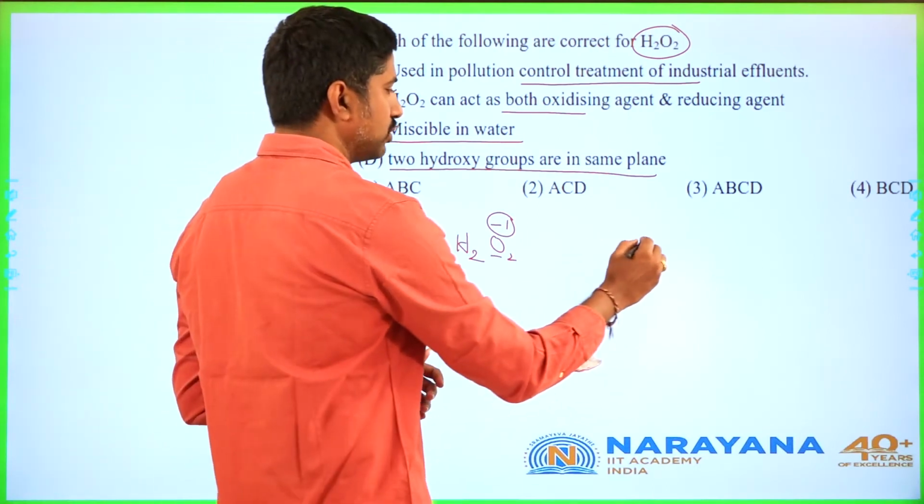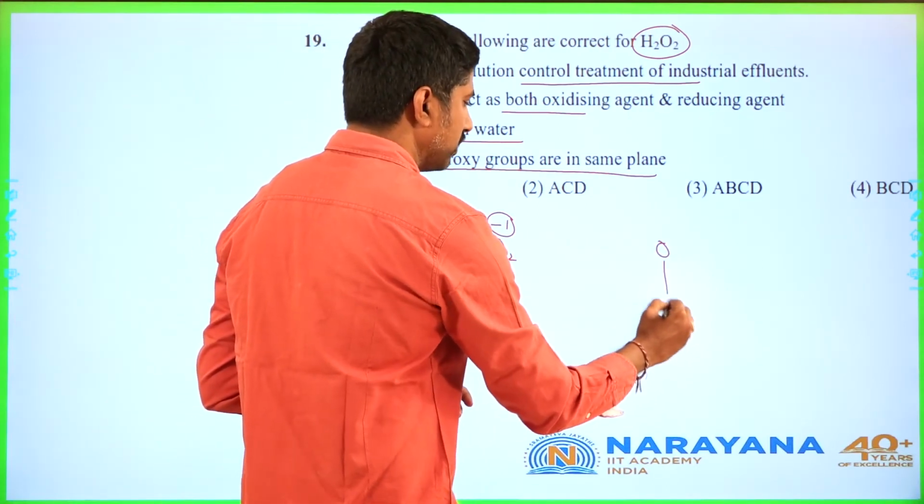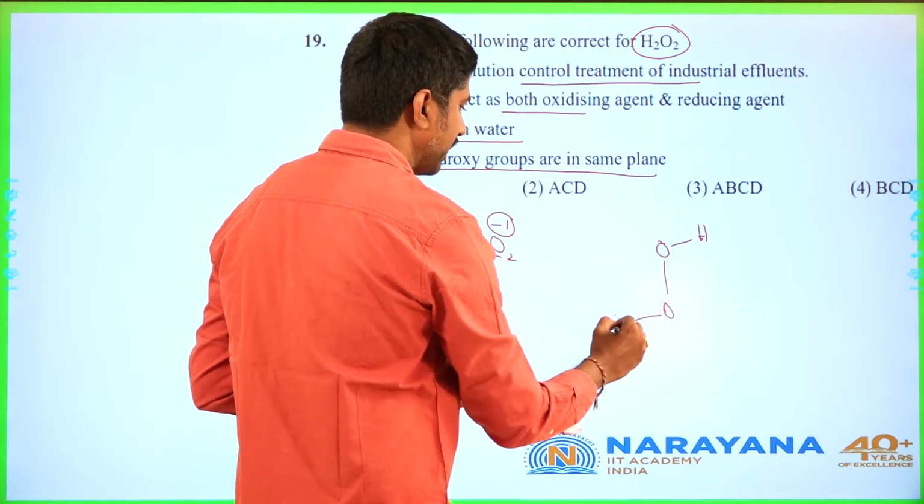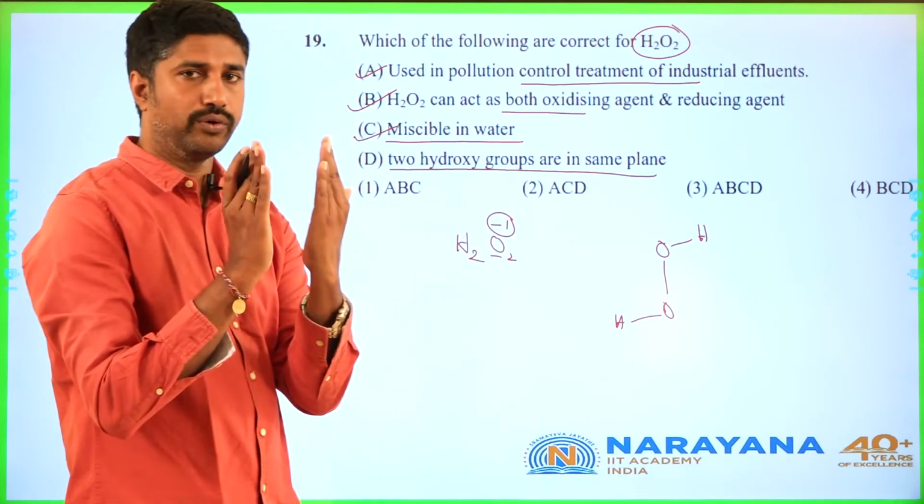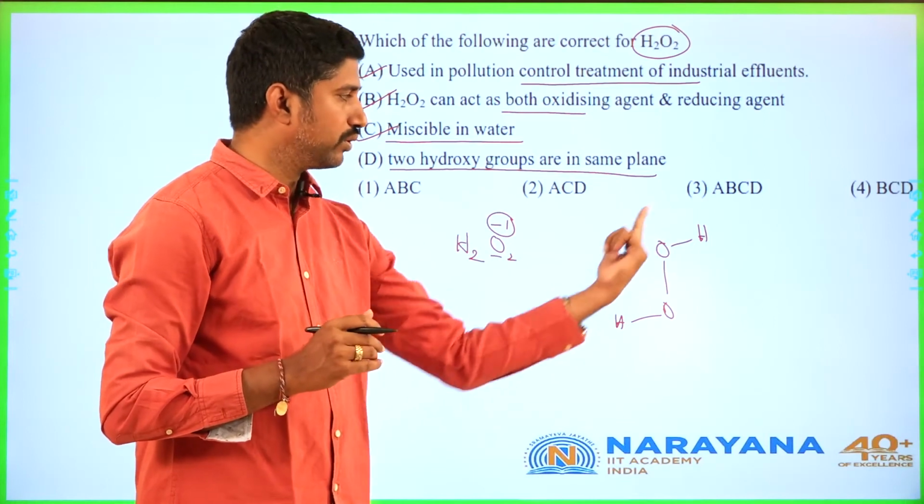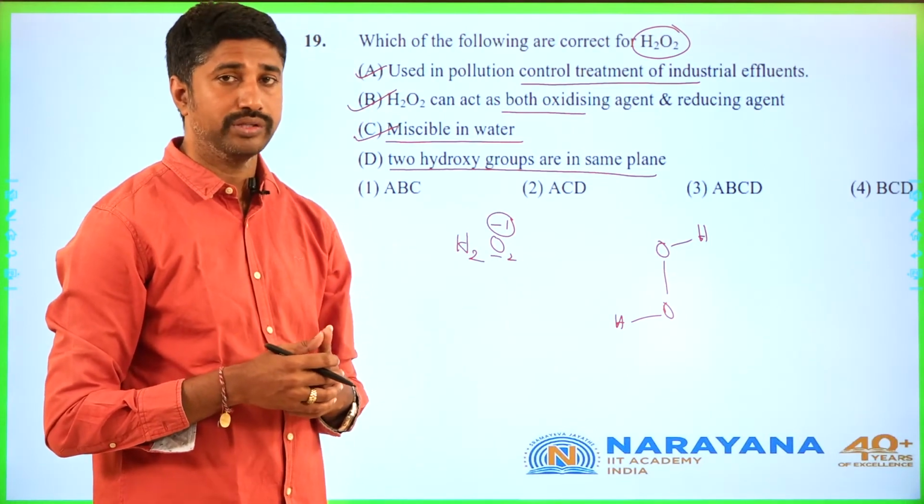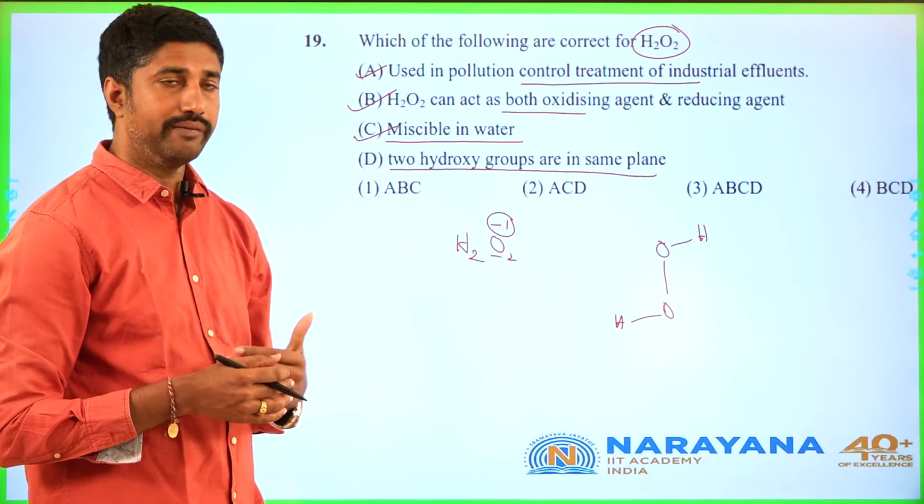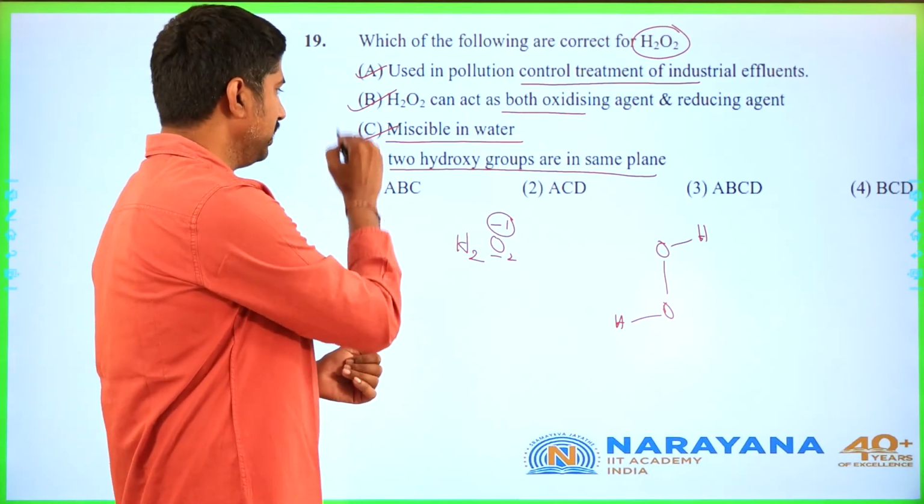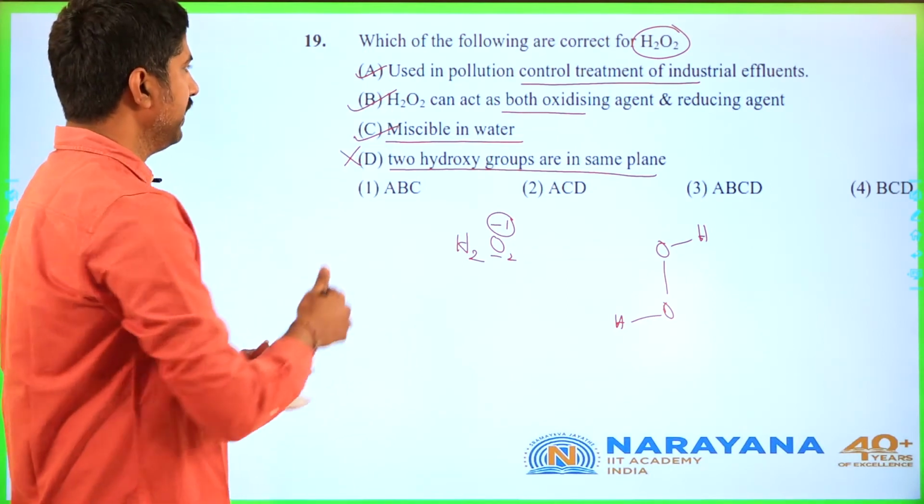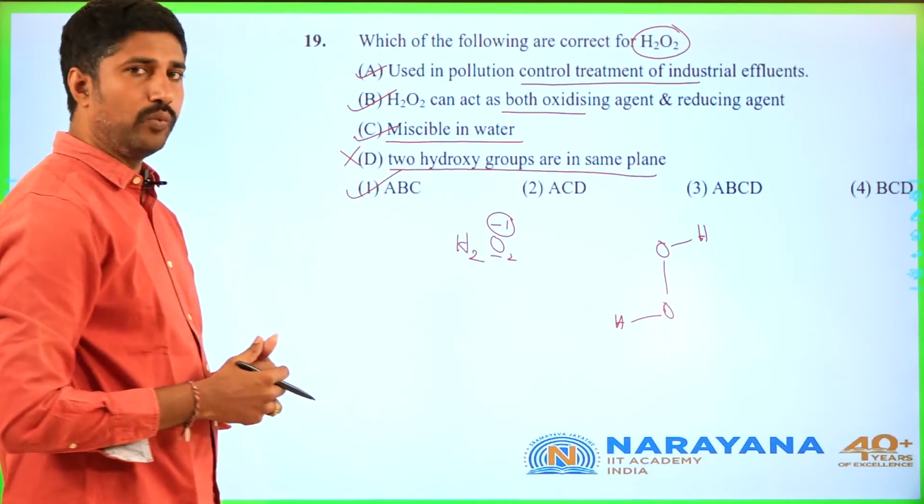If you take the H2O2 structure, we have an open book structure. As we are having an open book structure, just like the folding here, we can say that the 2 OH groups will never be on the same plane. So D is wrong. Then as per that, option 1 is correct.